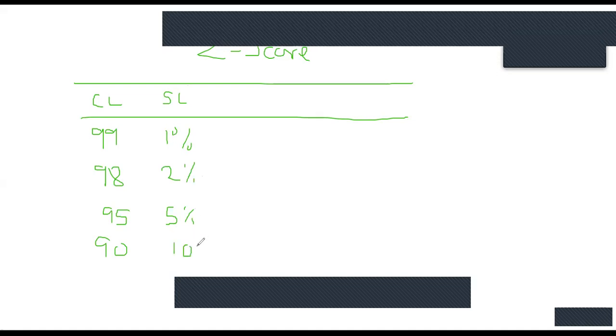So when you divide the level of significance by 100, it is now called alpha. We have 0.01. Here it will be 0.02. Here it's 0.05. And here it's 0.10. So this is the song that I want you to learn. 99, 98, 95, 90. We have what? 2%, 1%, 5%, 10%. So far, are there any questions from what I've tabulated?